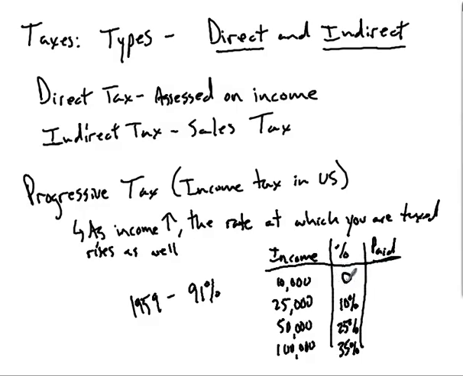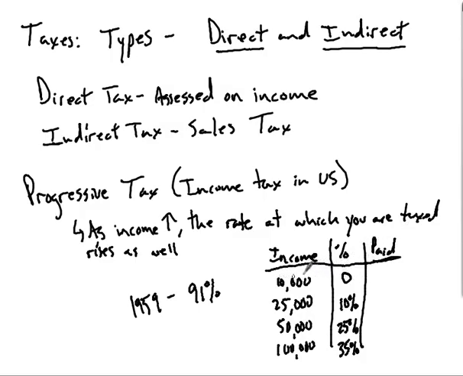What they really do is they say for your first 10,000, we don't charge you any percentage. For the next 15,000, going from 10 to 25, we're going to charge you 10%. The next 25, we're going to charge you 25%, and anything after that, 35%. But let's try and keep it simple.